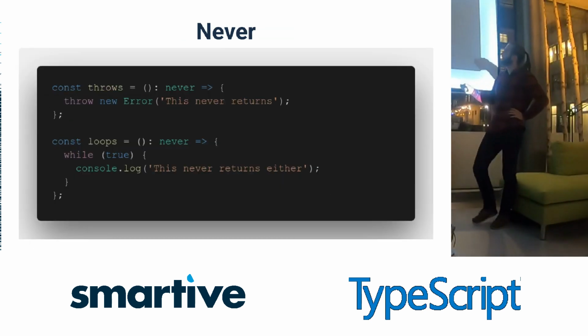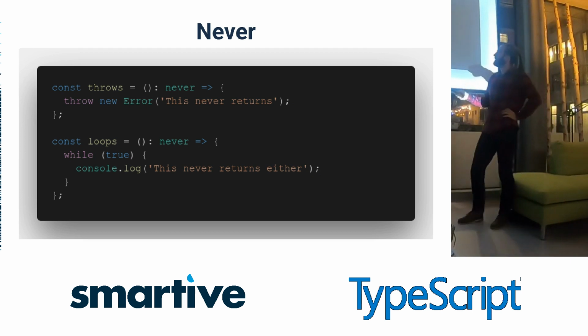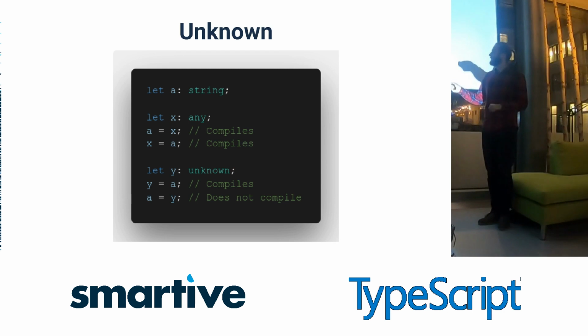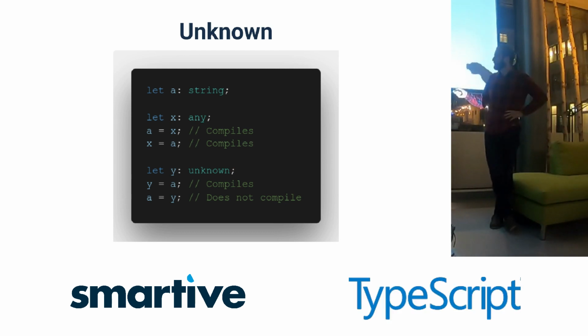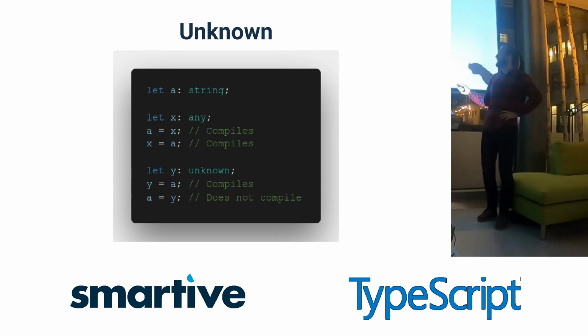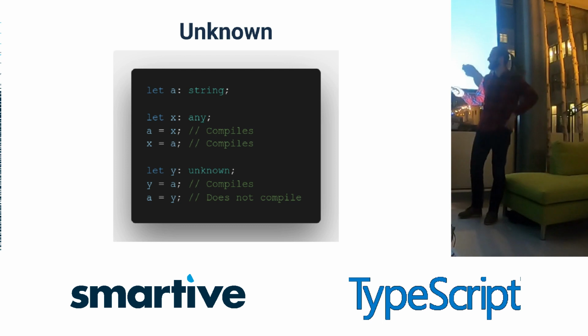Okay, never. I don't know if you've ever heard of it. It's basically the return type of a function that doesn't return. So if you throw an error or if you loop, that's never. And we are going to use this in weird spots later, as you will see. This is a new feature from TypeScript 3. And many of you abuse any, as I do. But don't do that. It's not good.